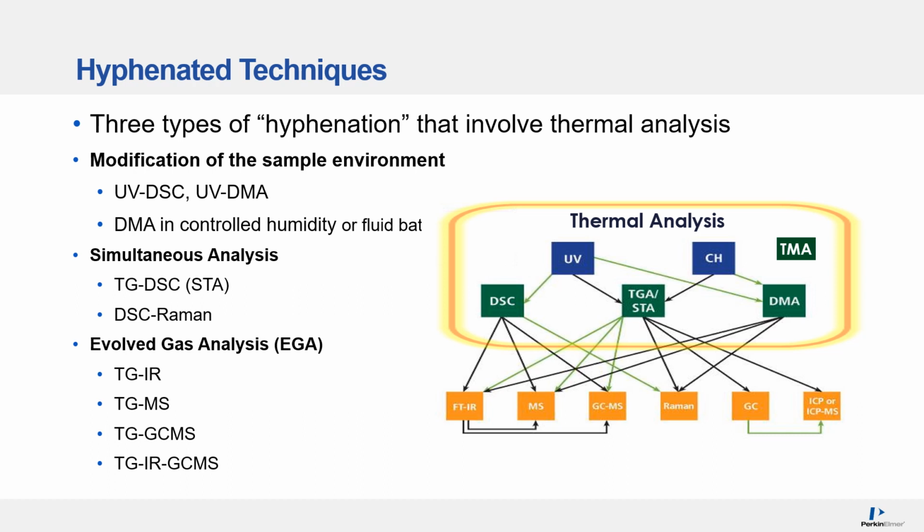The last category, evolved gas analysis, is the combination of a TGA or an STA with a gas phase analyzing tool such as FTIR or GC-mass spec, so that the emitted gas, or evolved gas, coming from a TGA sample can be examined further.